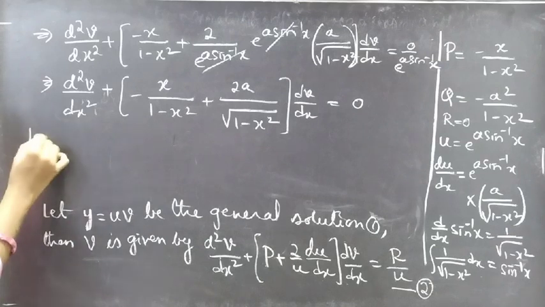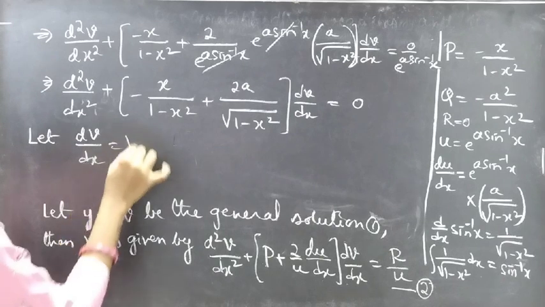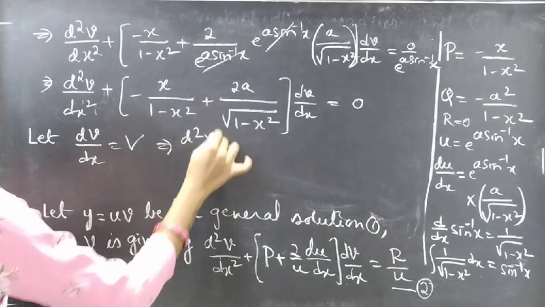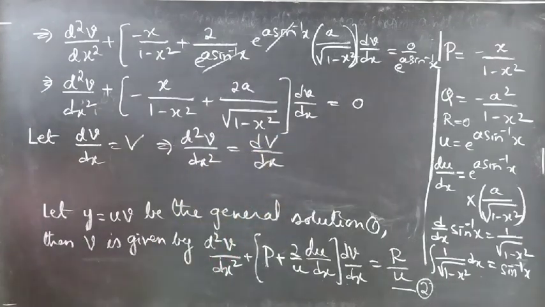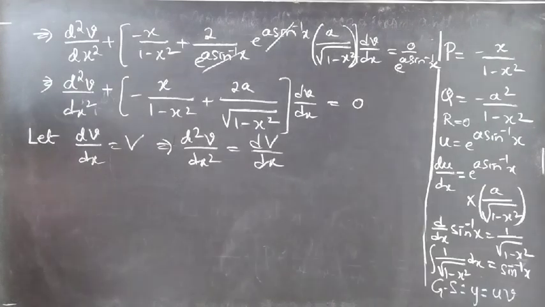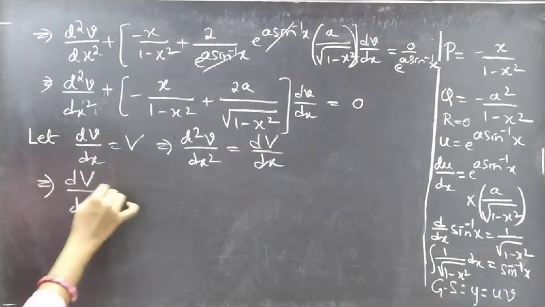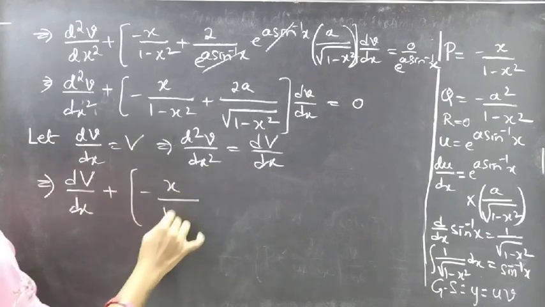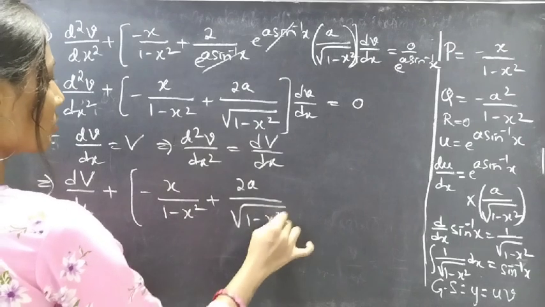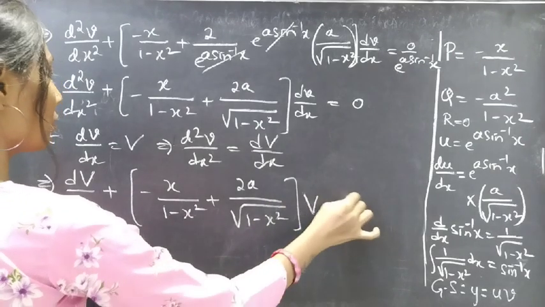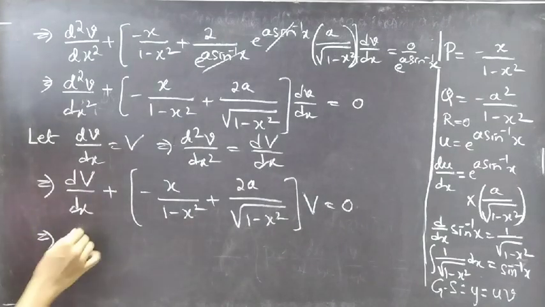Now let dv by dx equal to capital V, then d square small v by dx square equals d capital V by dx. Then the above equation becomes d capital V by dx plus minus x by 1 minus x square plus 2a by square root of 1 minus x square into capital V equal to 0, right? Now we can separate the variables.